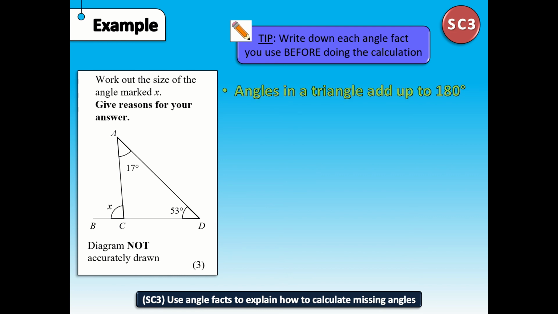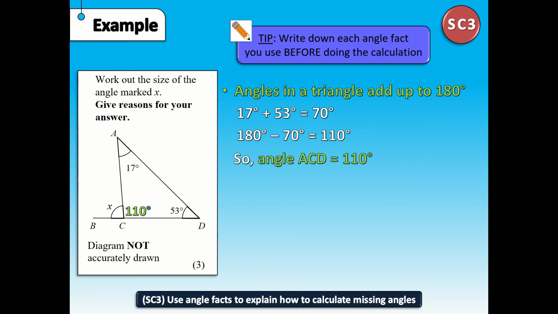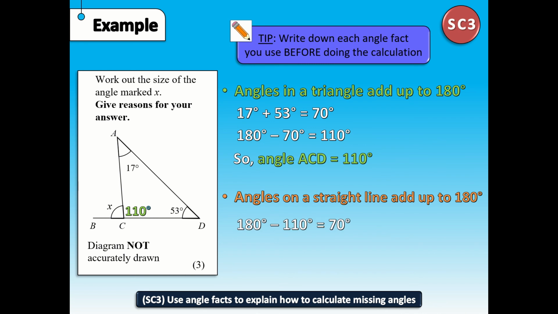So we know angles in a triangle add up to 180 degrees. So if we do 17 plus 53, which is 70, and take that away from 180, we know angle ACD is 110 degrees. So that angle there is 110 degrees. We know angles on a straight line add up to 180 degrees. So that means the angle X and 110 must add up to 180. So if we do 180 minus 110, that's 70. So angle X is 70 degrees.